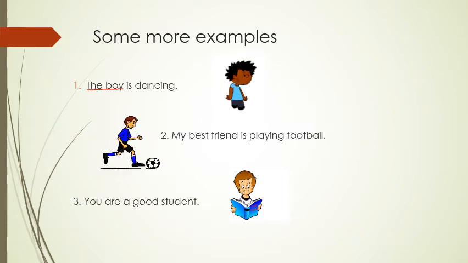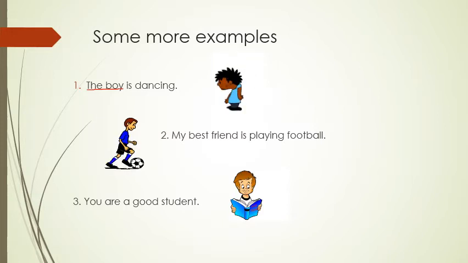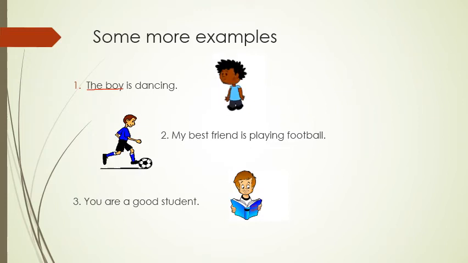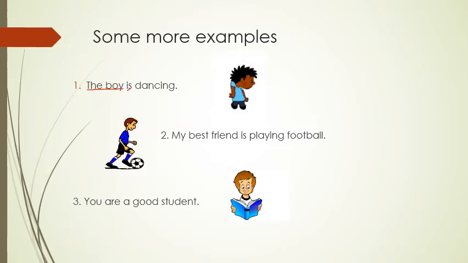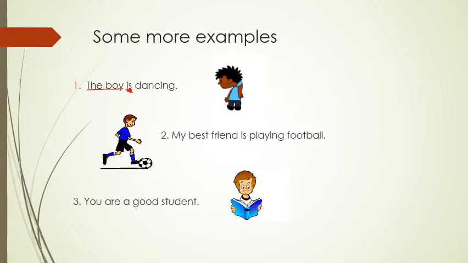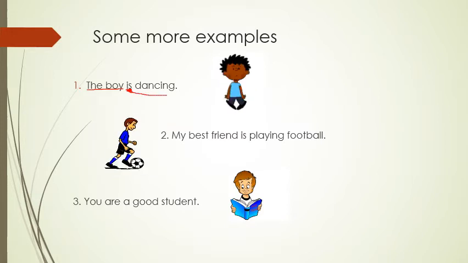So here if I ask, what is the boy doing? We can clearly say that he is dancing. And we have also learned that a predicate generally begins with a verb. So where is the verb? We have the verb is. So is dancing is a predicate.